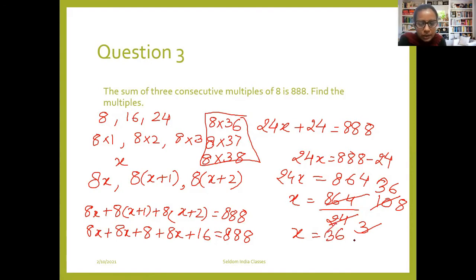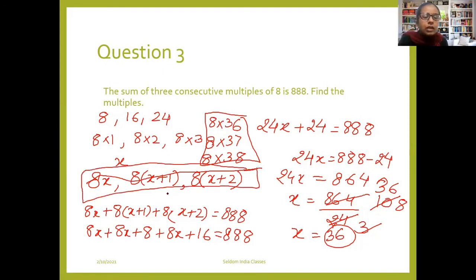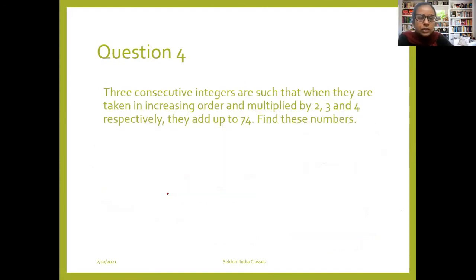Answer is not 36. Answer is 8 into 36, 8 into 37 and 8 into 38 because they have asked about the multiples of 8. Okay. So 8x, 8(x plus 1) and 8(x plus 2) will be the answers. Okay. Now moving to our next question.